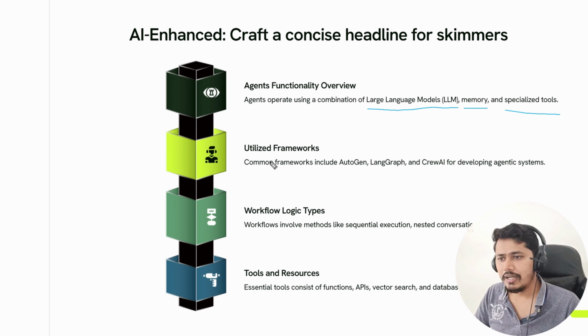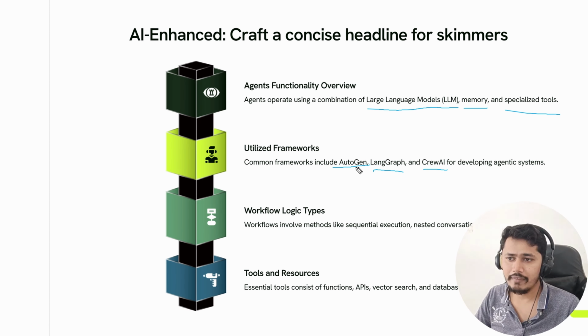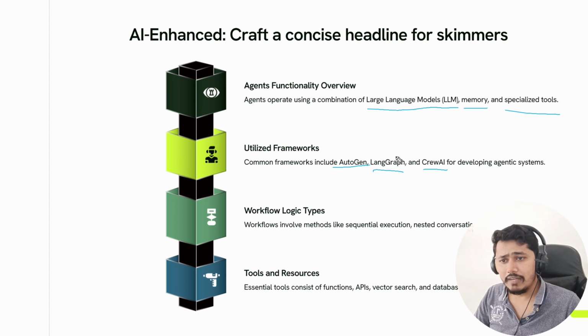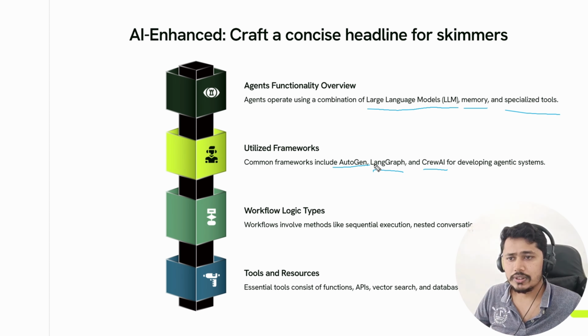Now we have different frameworks that are capable of doing these agent tasks. There are different agentic frameworks available, like AutoGen, LangGraph, and CrewAI. We have already seen the AutoGen framework, and we have covered the complete playlist. These frameworks support us in developing agentic frameworks in an easy way.